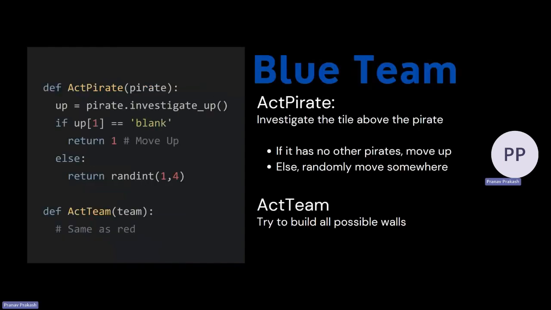Now here we have the script of the blue team. Immediately you can see that there's some logic involved in the pirate function now. The pirate investigates the tile directly above it using the pirate investigate up function. It uses the return value of this function to check if on the tile above it there are any other pirates. It does this by checking if up1 is equal to blank. If that is true, then it moves into that tile. Otherwise, it randomly selects some other direction to move in. Act team is the same as the red team.